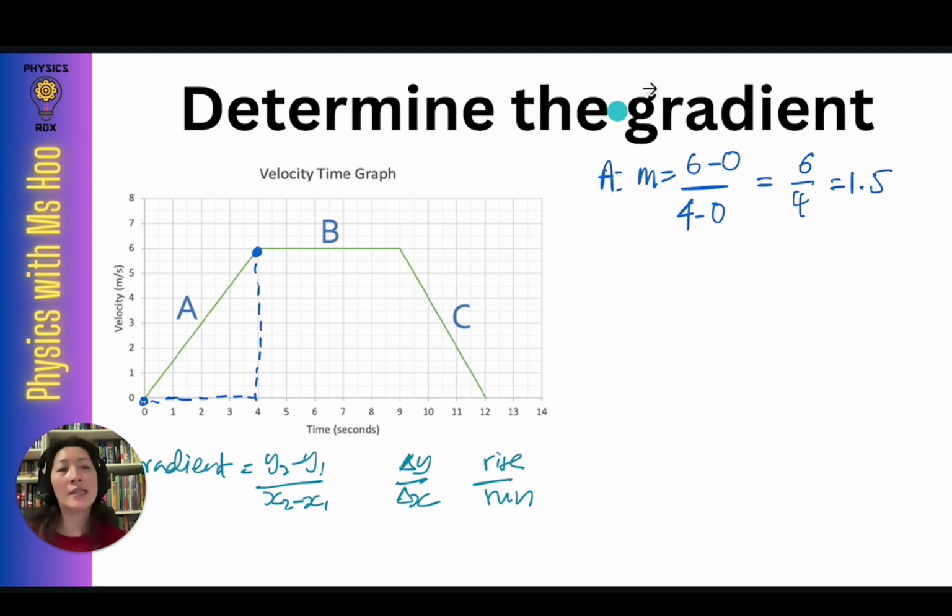How do we get the gradient unit? Whatever unit on the y-axis goes on top, and whatever unit on the x-axis goes at the bottom. So I'm just going to write here to point out to you. The unit on the y-axis, which is velocity, is meters per second. So I'm going to just write here meters per second. And the unit for the x-axis is seconds, which is for time. So meters per second divided by second. Meters per second divided by second, not times, yeah? Divided, you're going to get meters per second squared. So that's how we obtain the unit for the gradient.